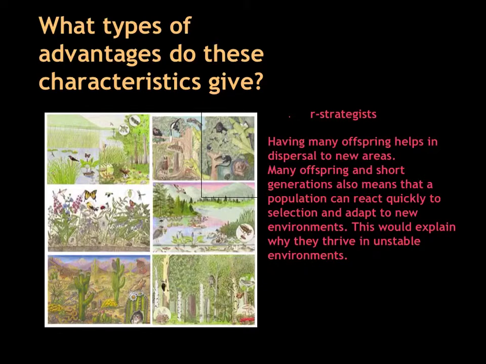So here are some advantages that R strategists have over K strategists. Because R strategists can have so many young, this allows dispersal to new areas. In some cases where there's been a big change in an environment, this can also help them establish a very large boom in growth due to taking advantage of new resources. This is one of the reasons that R strategists tend to thrive in unstable environments.